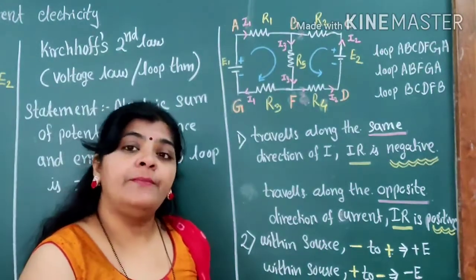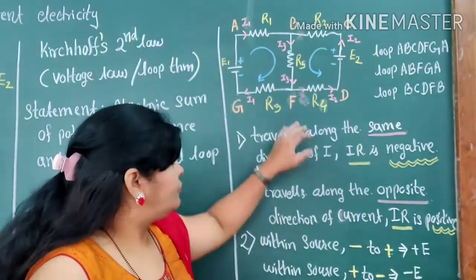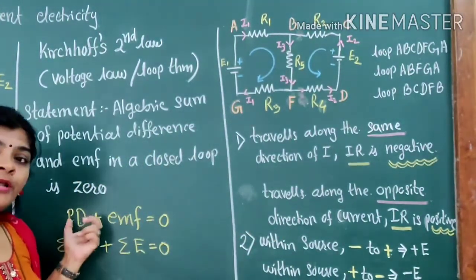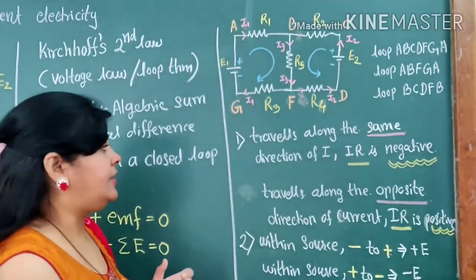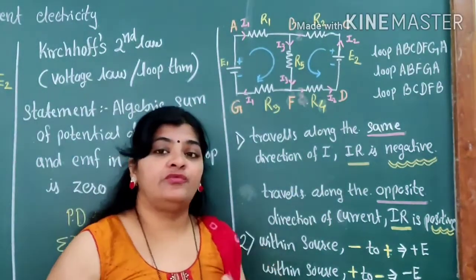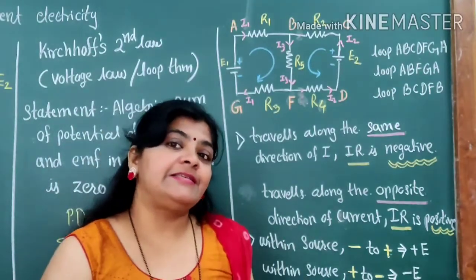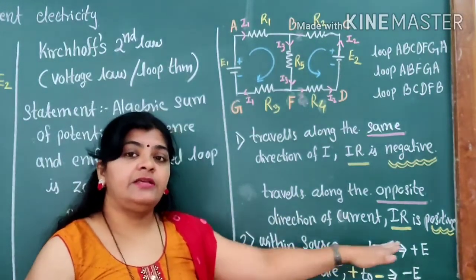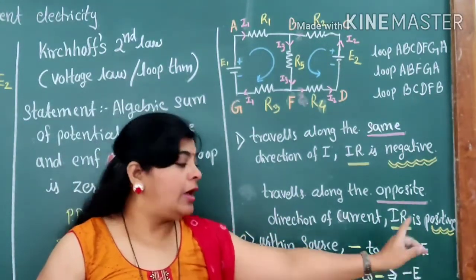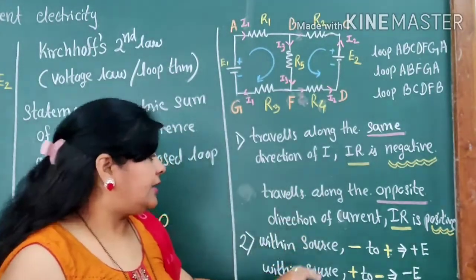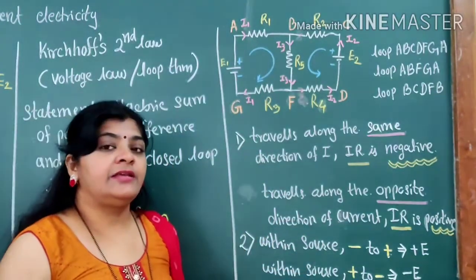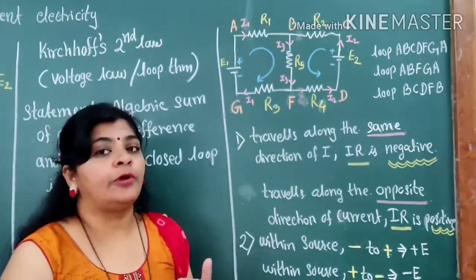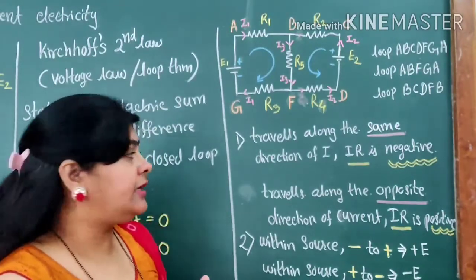Before applying the law, we must know the sign conventions. What are the sign conventions? The sign convention is regarding the potential difference and the EMF. When the potential difference is taken as positive and when it is taken as negative is mentioned in the sign convention. Again, when the EMF is taken as positive and when it is taken as negative also comes under the sign convention. That's why there are 2 points for the sign convention: one regarding the potential difference and the second regarding the EMF.